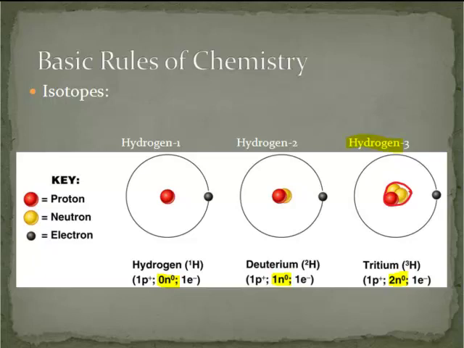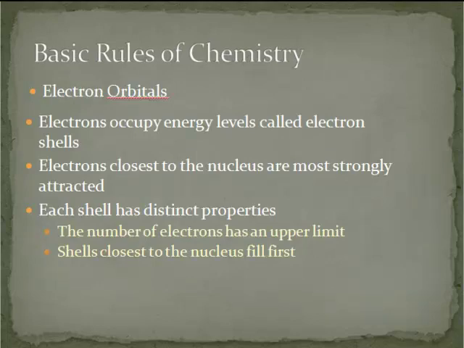We're going to be using the planetary model for now because it's easier to see where those electrons are situated and how they're going to interact with the other electrons of other atoms. So electrons occupy energy levels, and these are called electron shells. How many electrons an atom has determines how many shells it has and also where those electrons are situated around the atom.